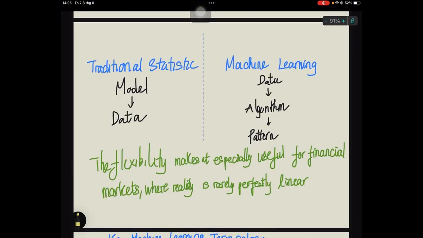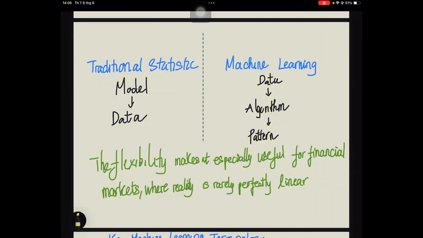So one common misunderstanding is thinking that machine learning replaces statistics. It doesn't. Statistics usually starts with hypotheses. For example, I believe inflation affects stock returns. Then we test that hypothesis. Machine learning often works in the opposite direction. It starts with a massive amount of data, then it searches for relationships automatically.